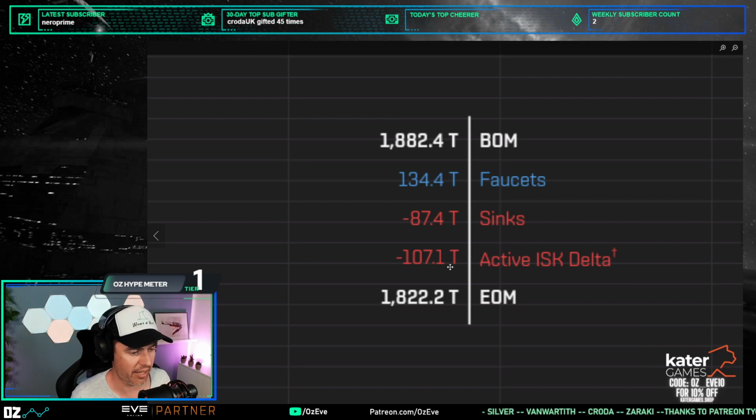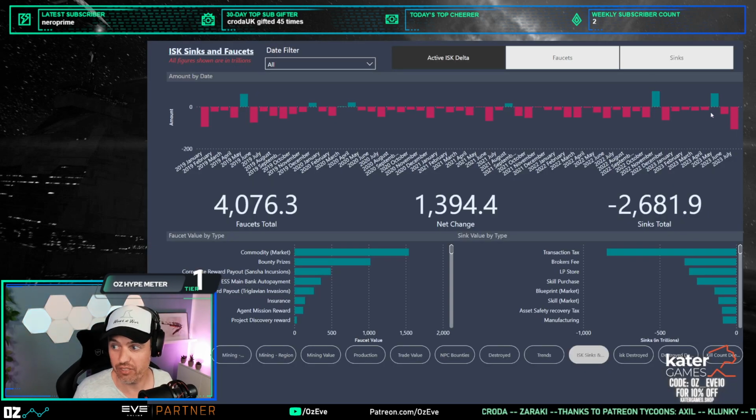So we should be looking at the net of May and July, technically, and that's still going to be negative. So if you look at the net right here, that's still going to be vastly negative. But if you look at the normal active ISK delta being negative anyway, then it checks out.